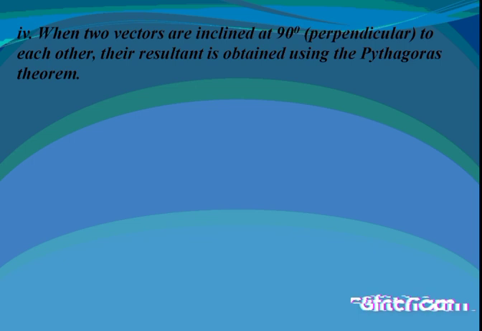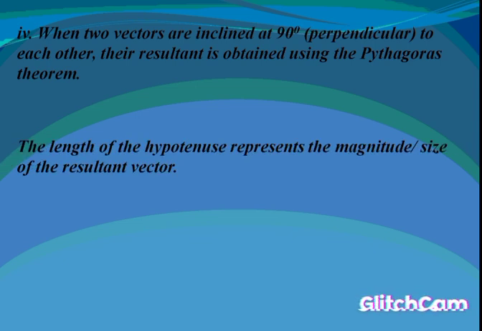Now, if we have two vectors that are inclined at 90 degrees to each other, that is, they are perpendicular to each other, we can find their resultant using Pythagoras theorem. The length of the hypotenuse will represent the magnitude or size of the resultant vector.